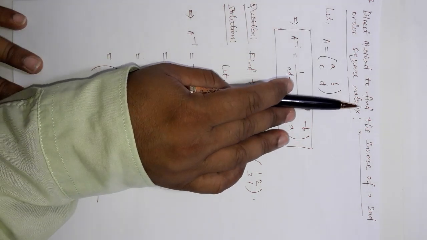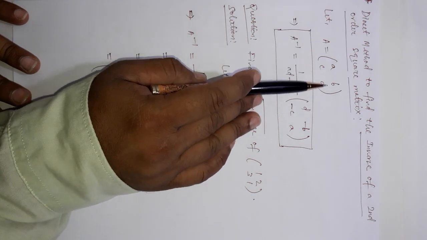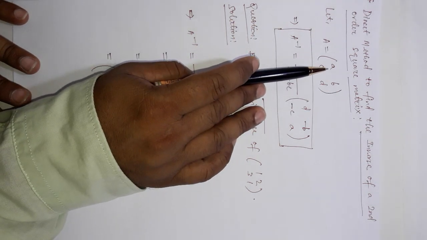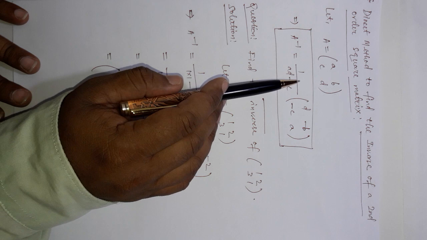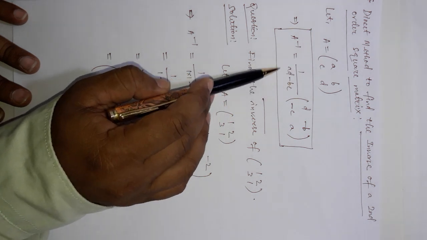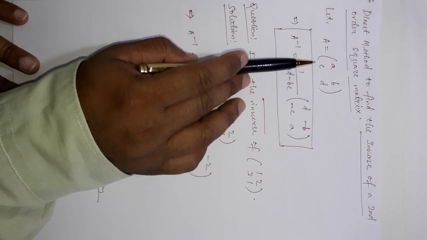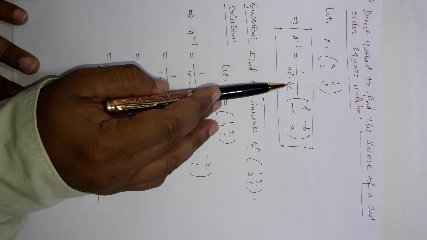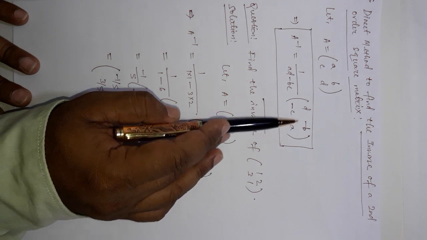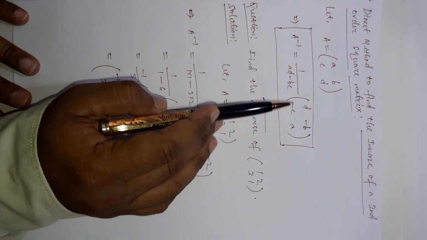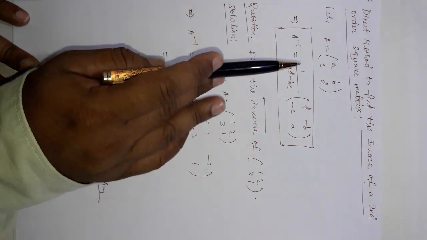So, the direct method to find the inverse of a second order square matrix. Let A be a second order square matrix where the elements are a, b, c, d row wise. Now, the inverse formula is 1 by its determinant. The determinant value is a into d minus b into c. So, 1 by the determinant of A, and this matrix is nothing but the adjoint of the matrix A. You can obtain it by your calculations.